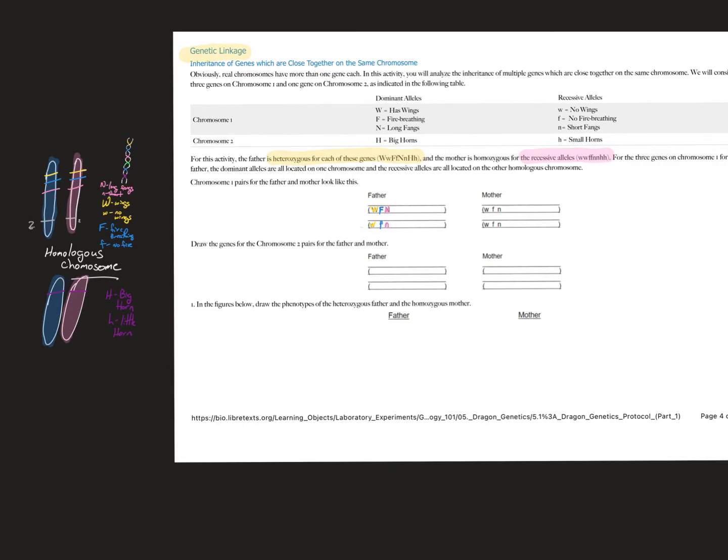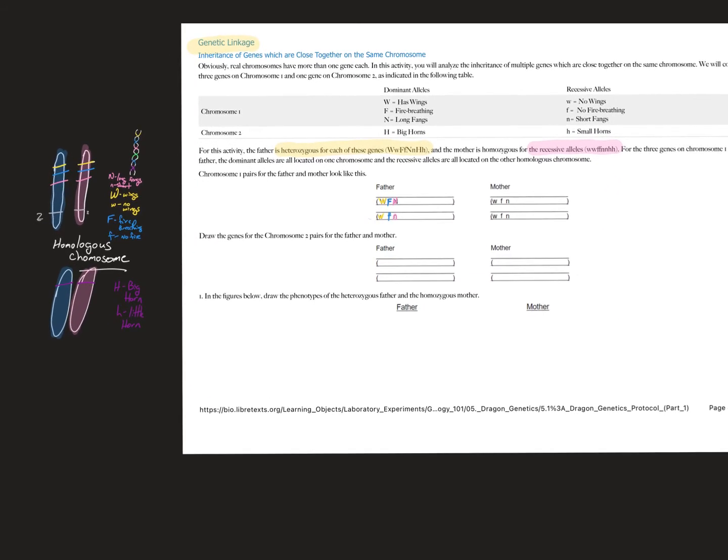So when we look at the mom, she has a chromosome with a little h. She has a chromosome here with a little h. And here the father has one chromosome that has a big H and one with a little h. Now, to be sure, this other chromosome has other genes, but we're not looking at those genes, those gene products, or those phenotypes. We're only looking at whether they have wings, or do they breathe fire, do they have short or long fangs, do they have big or small horns.